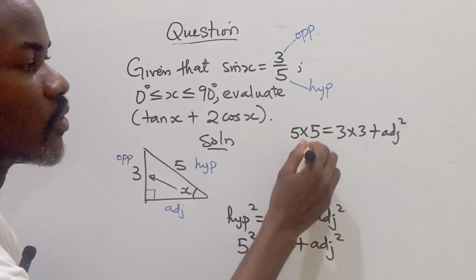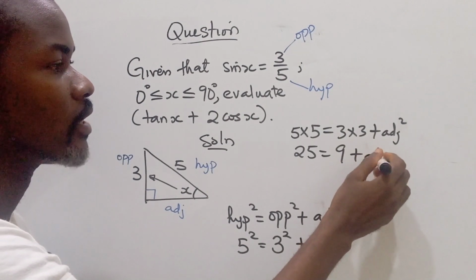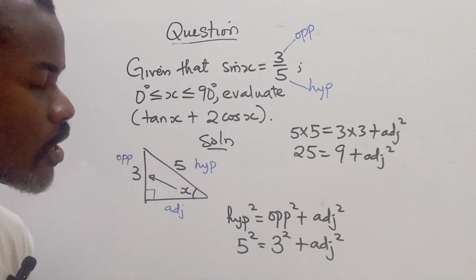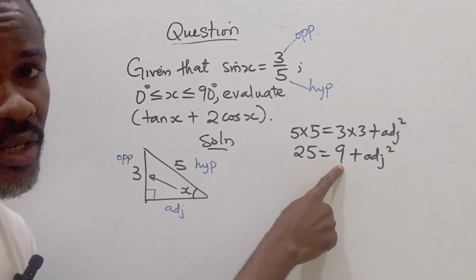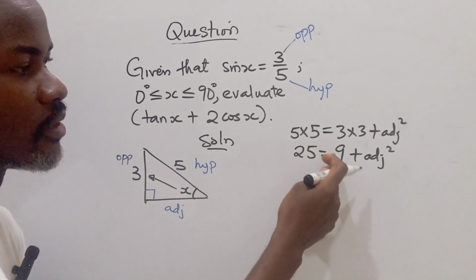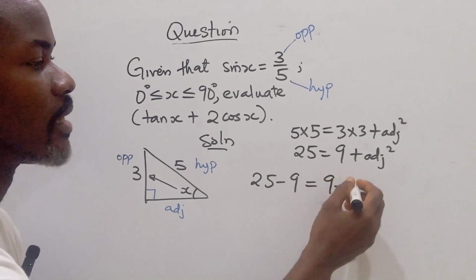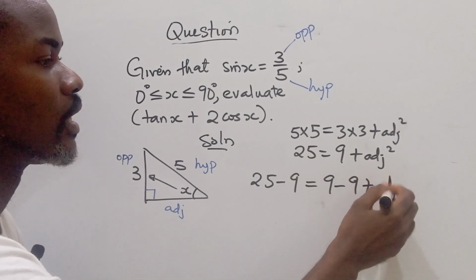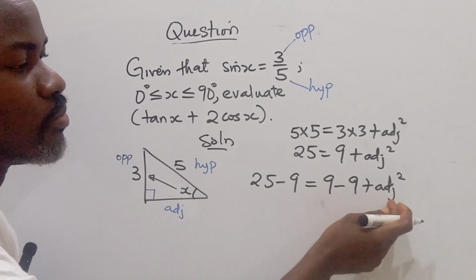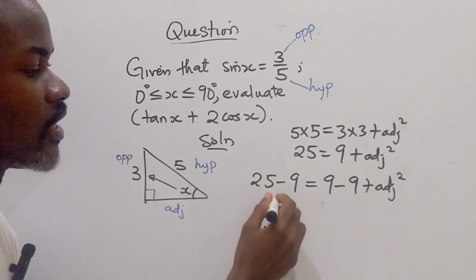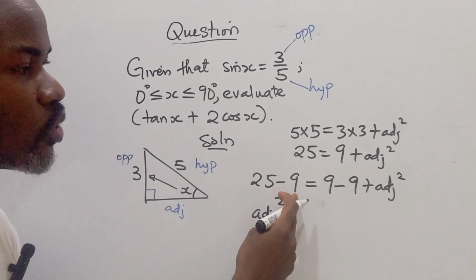So 5 times 5 gives us 25, and 3 times 3 gives us 9, plus adjacent squared. Alright, so let's look for the adjacent side. We have to subtract 9 from both sides because this is plus 9. So I have 25 minus 9 equals, 9 minus 9 plus adjacent squared. 9 minus 9 is 0, so 0 plus this gives us adjacent squared, which is equal to 25 minus 9.